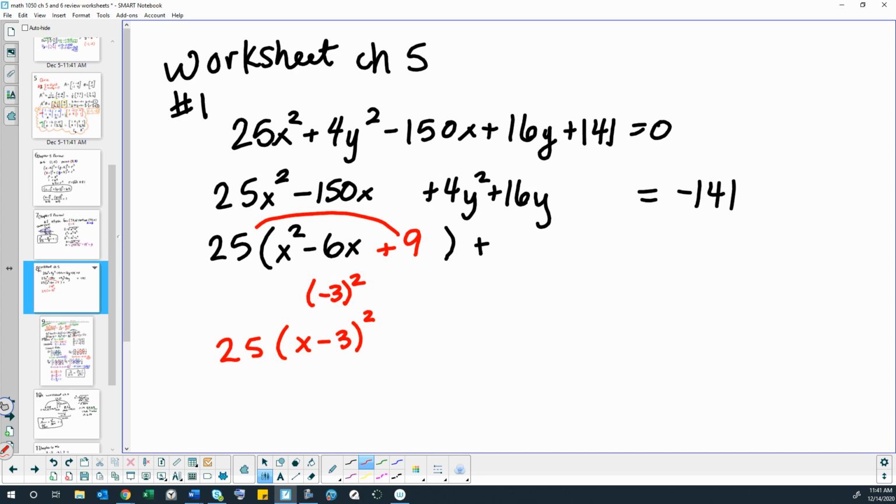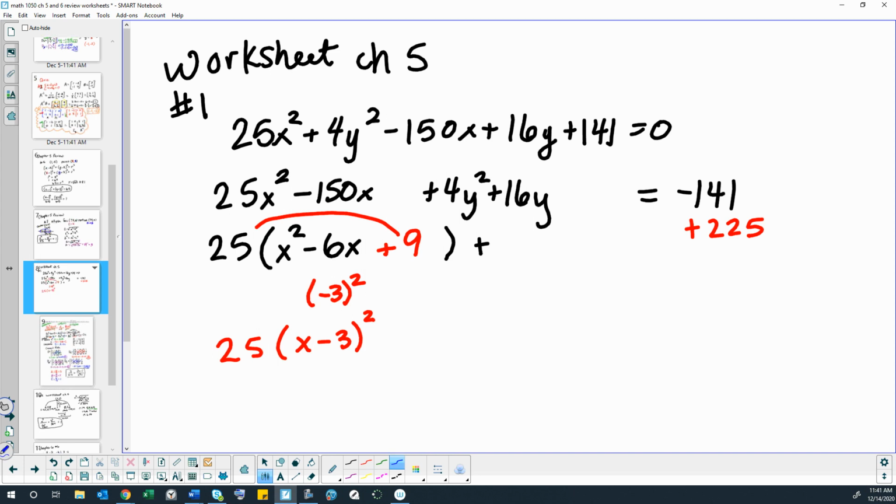So 25 times 9 is what, 225? So since it looks like we're adding 9, we're really adding 25 times 9, which is 225, so we have to add that over here as well in order to balance that out. I know it's tricky, you have to stop, you have to be conscientious about it, so you don't make any mistakes. Just be really careful.